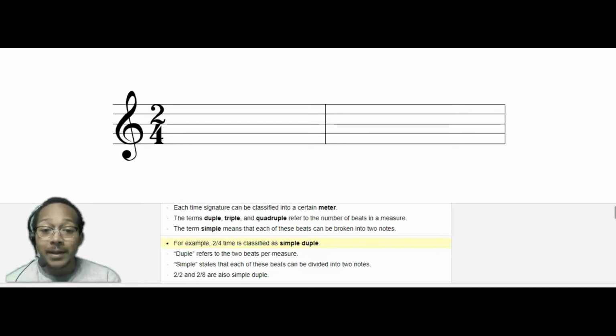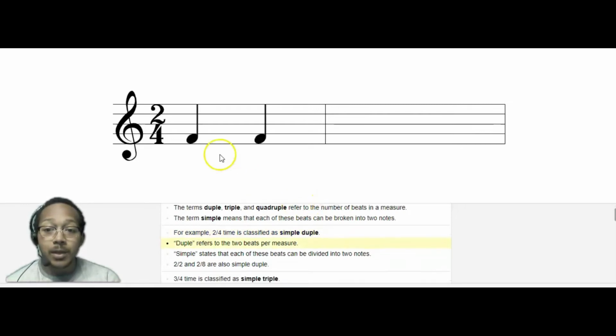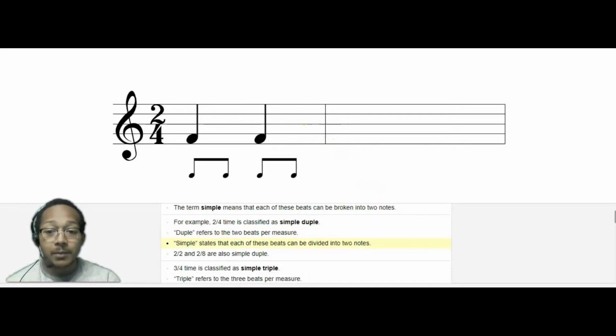2/4 is classified as simple duple. Duple because there are 2 beats in a measure, like a duo, 2 people, or a duet, 2 people singing. And as stated before, simple states that each of these beats can be divided into 2 notes. So we remember that a quarter note is worth 1 beat of sound. We can divide it into 2 notes, an 8th note pair.